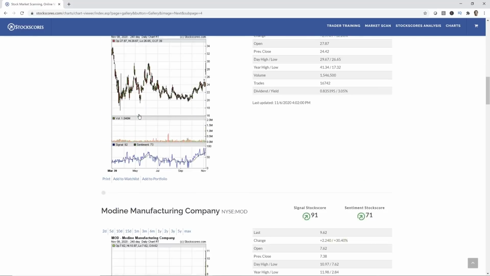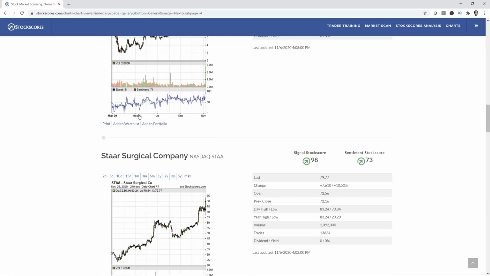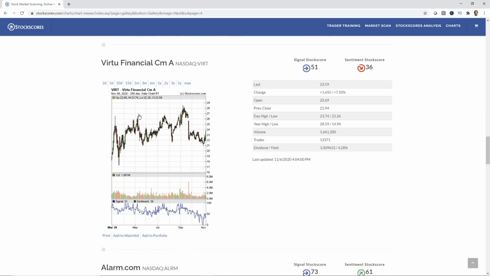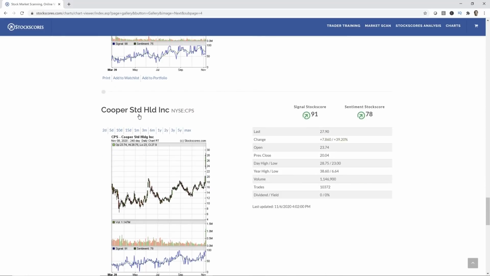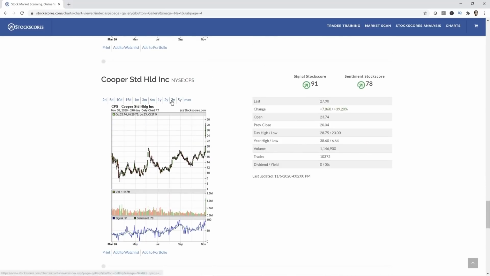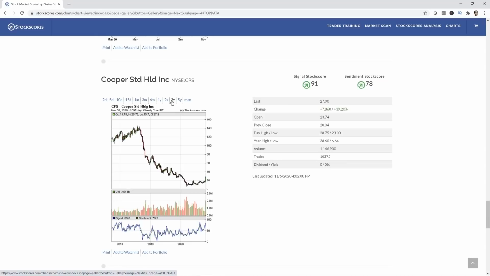Now this is a process that I do every day using this tool, sometimes a few times a day, just running scans, looking for stocks that are coming alive from low volatility. That's really the key. So the CPS looks interesting on this time frame. Yeah, this one looks pretty good.